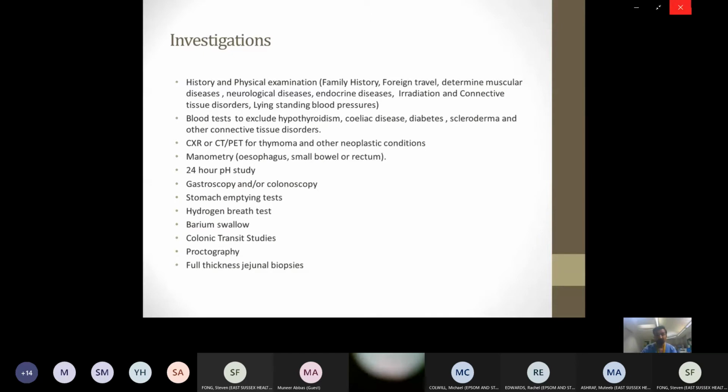Blood tests to exclude hypothyroidism, celiac disease, diabetes, scleroderma, and other connective tissue disorders. Chest X-ray, CT, or PET for thymoma and other neoplastic conditions. Manometry, physiology studies, gastroscopy, colonoscopy, stomach emptying studies, hydrogen breath test, barium swallow, colonic transit studies, proctography, full thickness jejunal biopsies are recommended by the BSG guidelines.